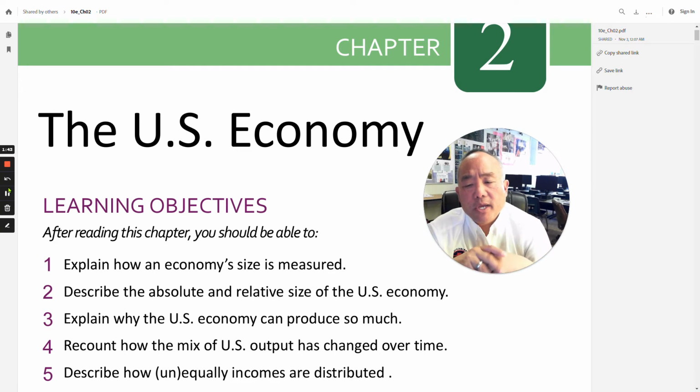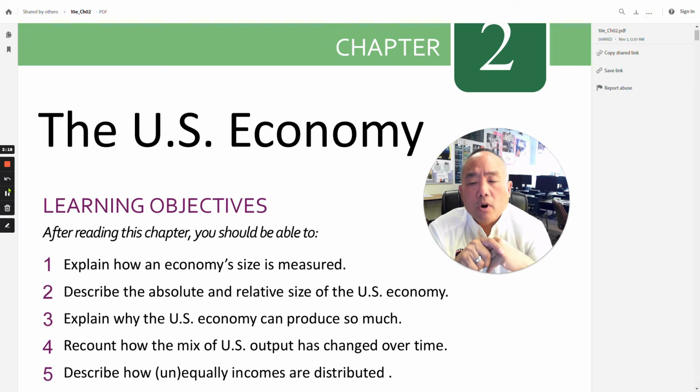Number 3, explain why the U.S. economy can produce so much. Well, it's very simple. Consider the 4 factors of production, and the United States is considered to have an abundance of the 4 factors of production. We have land, labor, capital, and entrepreneurship. Those 4 combined contribute to an economy's ability to produce.